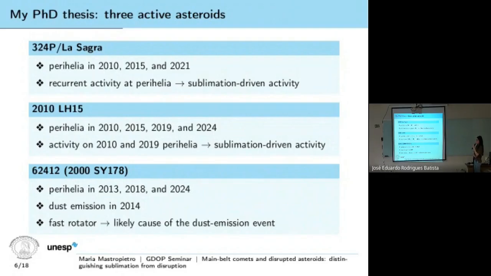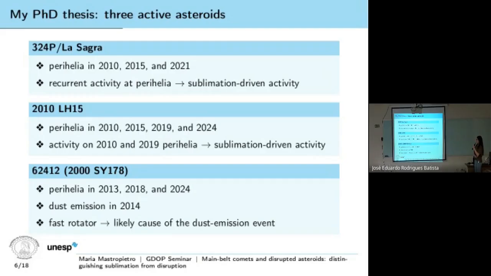For LH15, the situation is similar. It had perihelia in 2010, 15, 19, and 24. It showed activity in 2010 and 19 when observed. And so this recurrent activity also means sublimation. That's why it's a main belt comet.